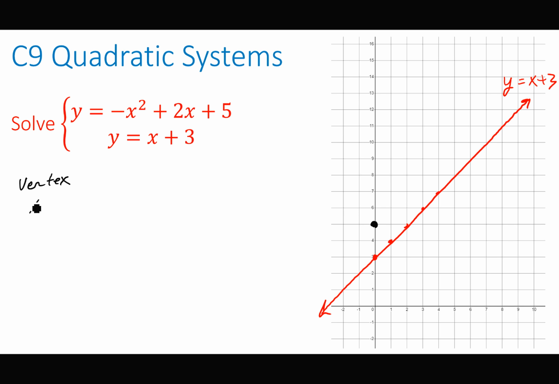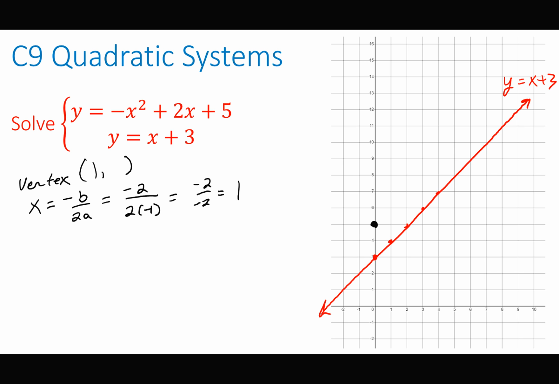So my vertex again, the x coordinate is that negative b over 2a. So in this case, it's negative 2 all over 2 times the negative 1. So negative 2 divided by negative 2, which ends up being positive 1. So the x coordinate of my vertex is here a positive 1. But I need to find the y coordinate.